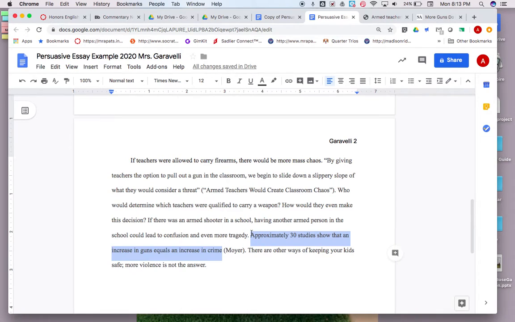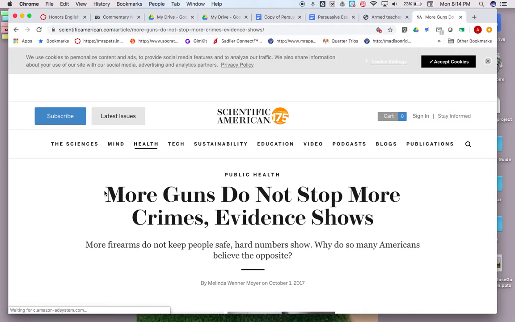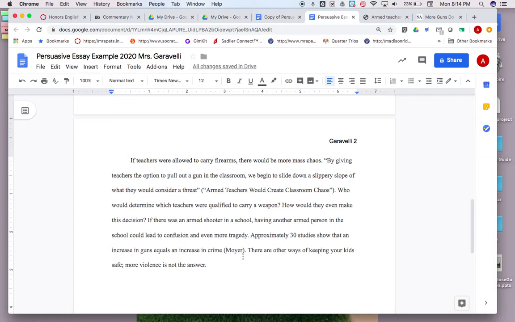So I found this fact. Approximately 30 studies show that an increase in guns equals an increase in crime. Now, this is my citation. This is the author's last name. I'm not going to put quotes because I did not quote this directly. And this person is also the person that wrote the article. Since I have an author, I'm going to write his last name in parentheses, period behind it. If I didn't have an author, I would go to my article and type right here the title of the article in quotation marks and then put it in parentheses.